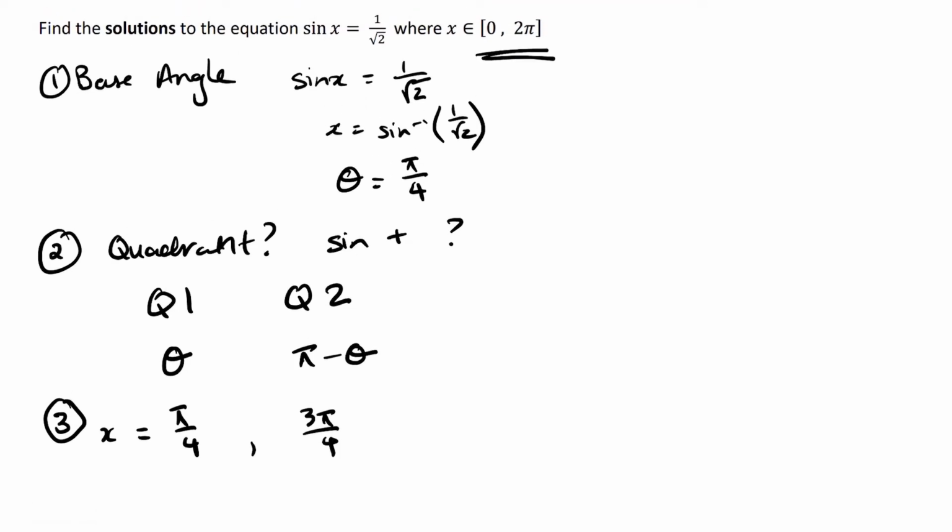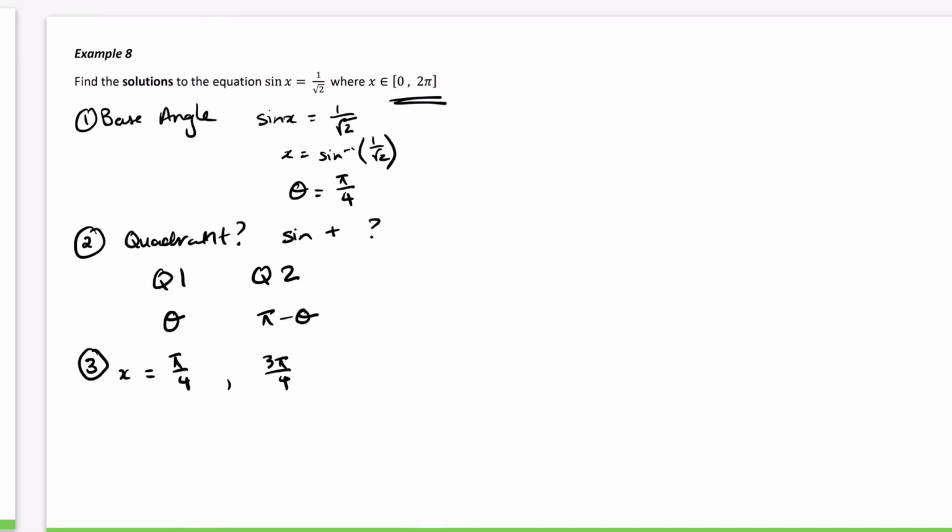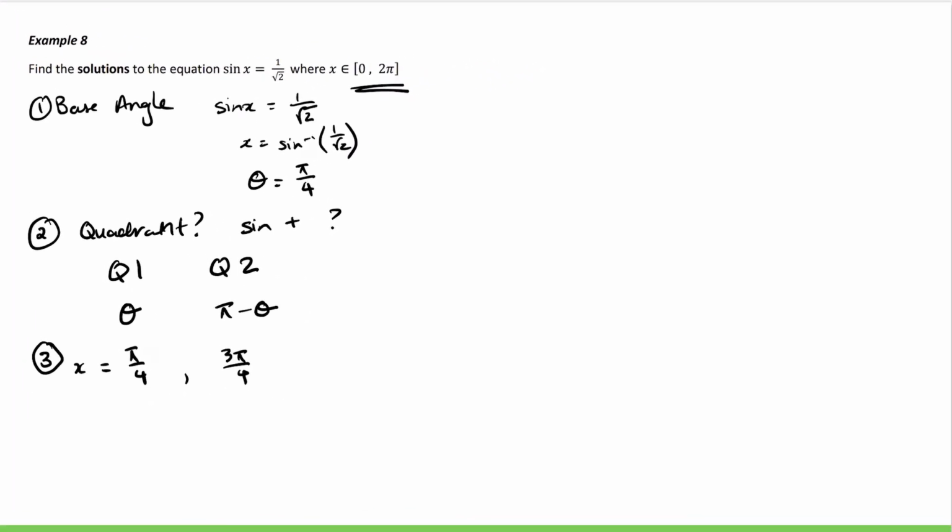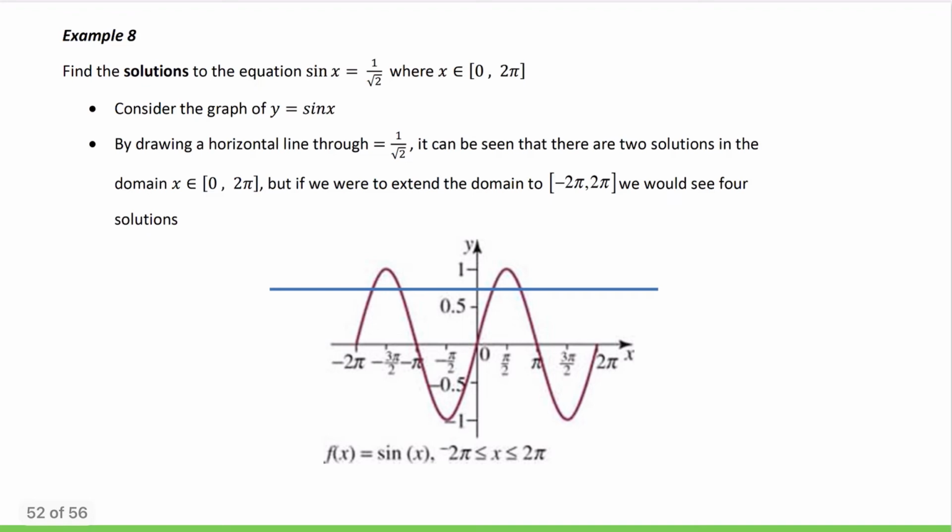Now the domain is only between 0 to 2 pi in this case. So between 0 and 2 pi, the two angles will be pi on 4 and 3 pi on 4. So if we go back, we could even label them here. This is pi on 4, and this is 3 pi on 4.